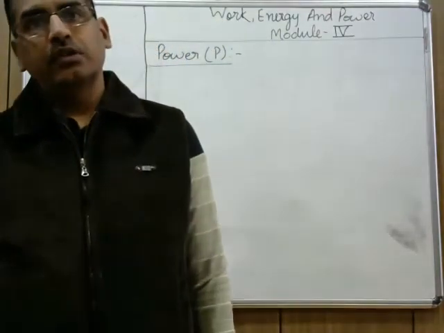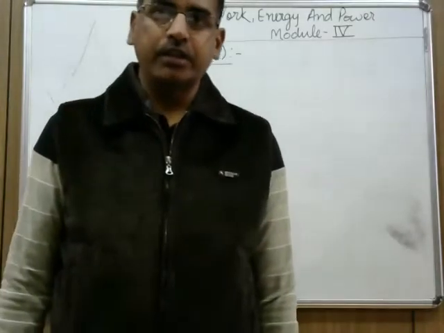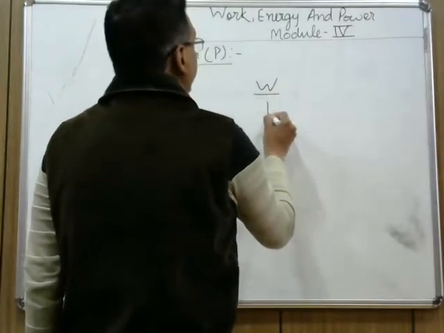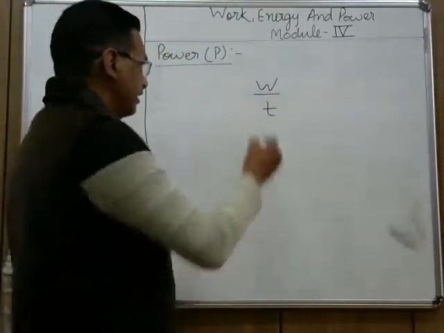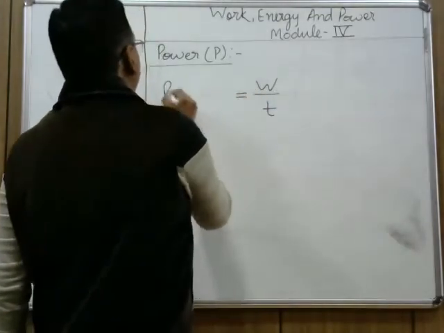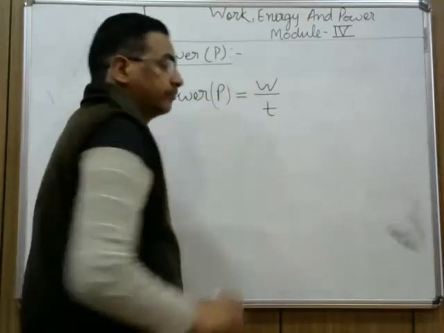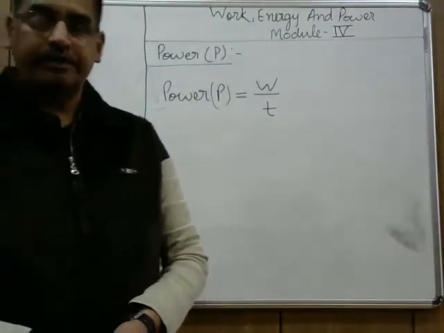If a machine or any other agent is doing work W in time T, then the rate of doing work, that is work divided by time, is called power. Therefore, power is defined as rate of doing work.